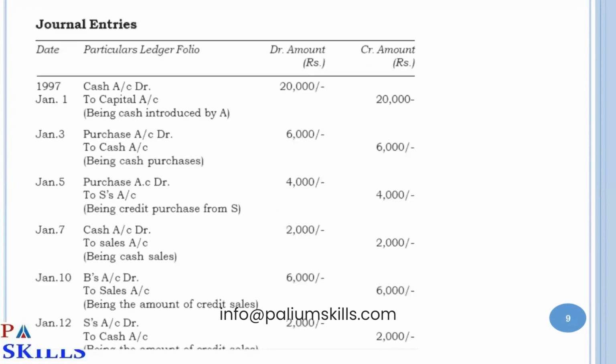See, this is how the transactions will be recorded. Anyone got any question?